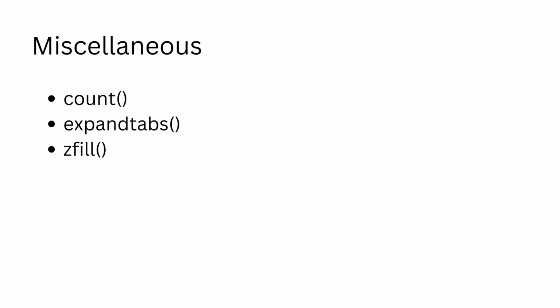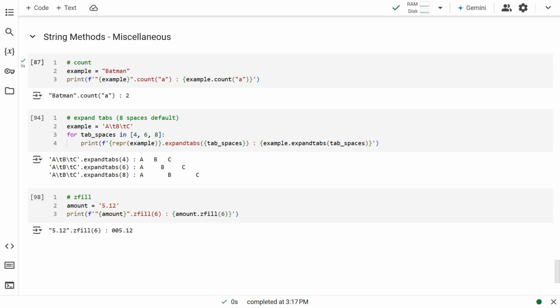Having seen quite a few methods, it is evident that Python strings are feature-rich. Here are the last three methods: count, expandtabs, and zfill. The count method is used to count the number of occurrences of a substring. The expandtabs method is used to specify the number of spaces for a tab. By default, one tab equals 8 spaces. The zfill method prefixes the string with zeros.